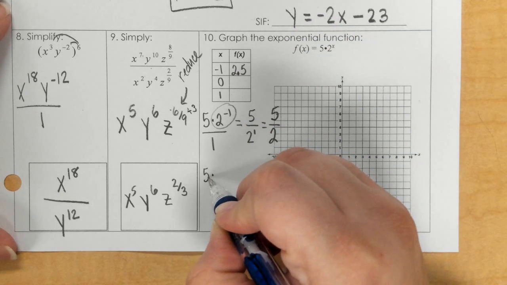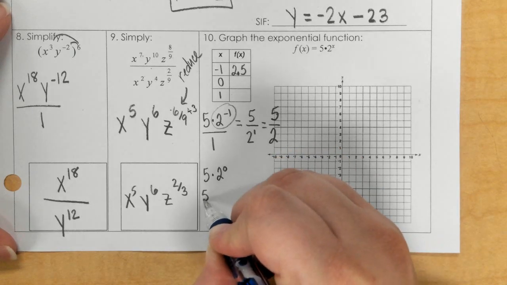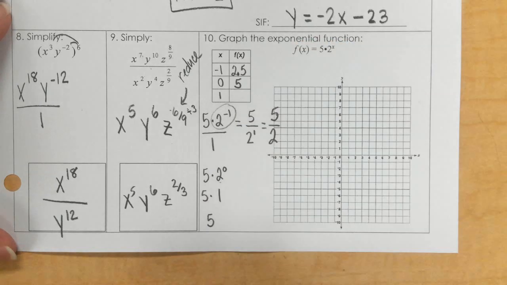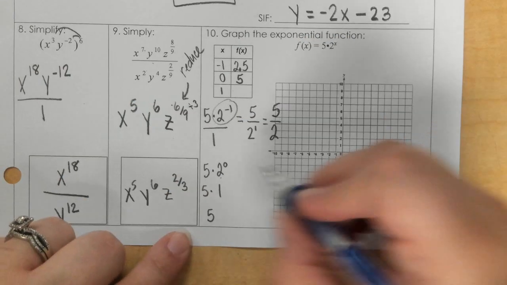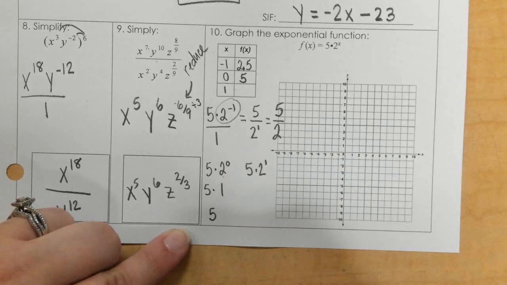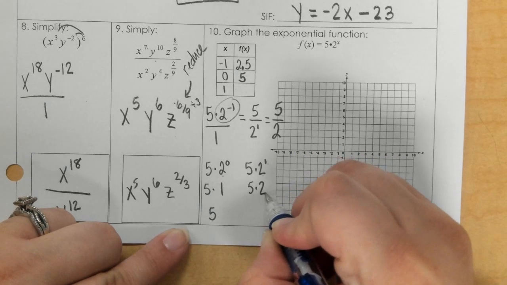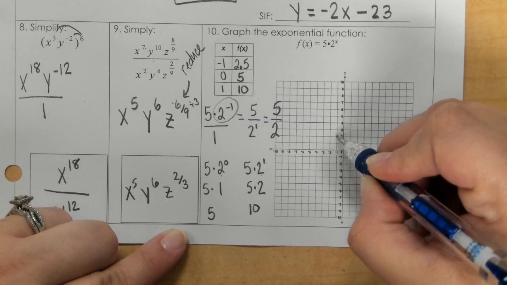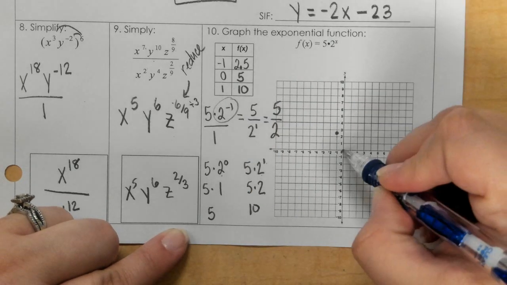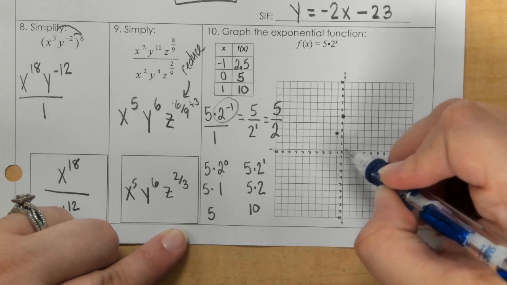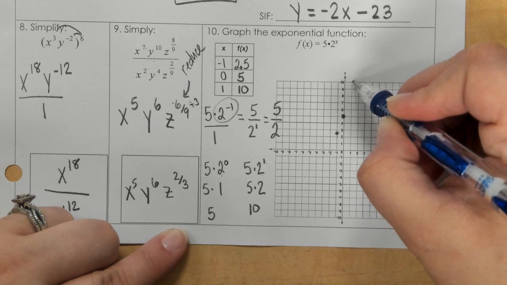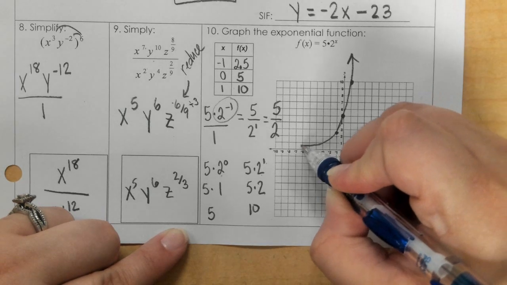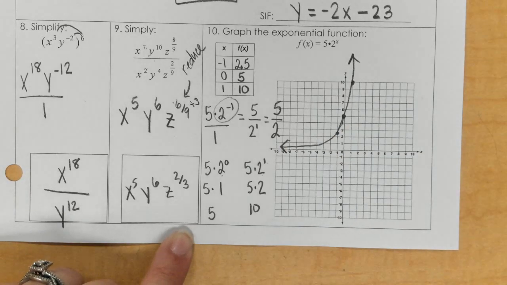Then I plug in the 0, so 5 times 2 to the 0. 2 to the 0 is 1, and 5 times 1 is 5. Then for the 1, 5 times 2 to the first, 2 to the first is 2, and 5 times 2 is 10. So at negative 1, I go up 2.5. At 0, up 5. And for 1, up 10. Again, you draw a curve that gets really close to x, but never actually touches the x-axis.